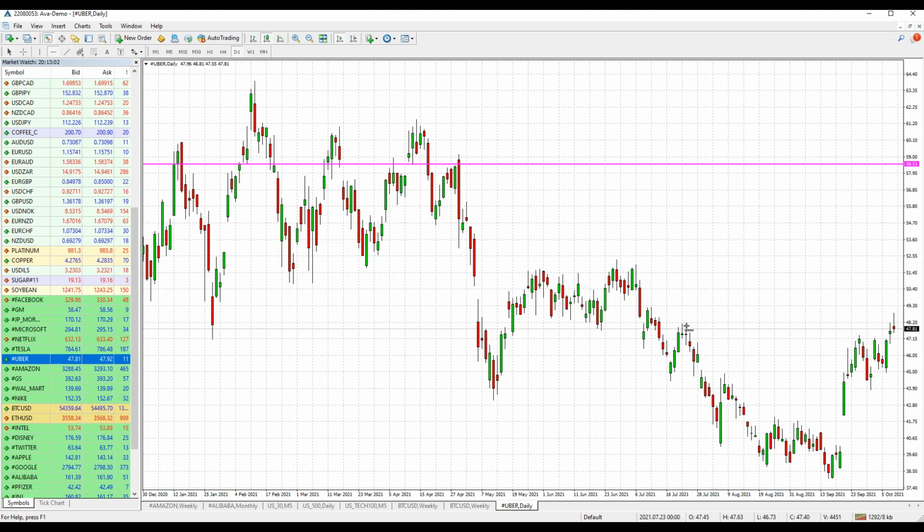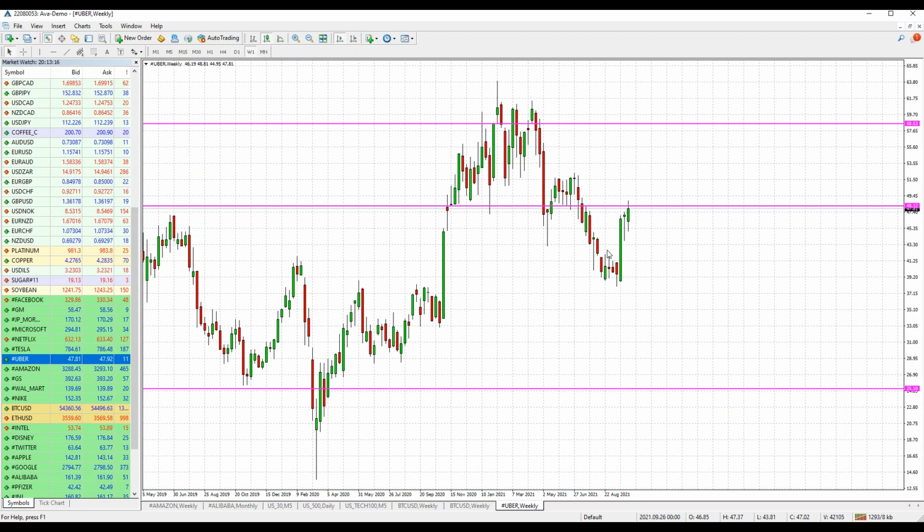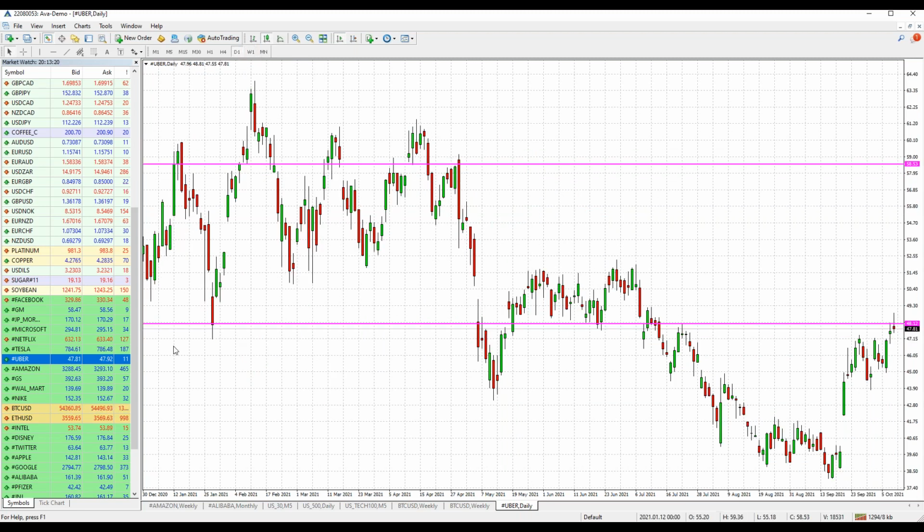And Uber caught my attention after all this action and gaps and moving higher. We're facing a previous resistance right here. The high here was 48.11. So at 48.11, we could see a potential reversal and dipping on the stock to the downside. You can see on the weekly chart as well. So that's Uber.